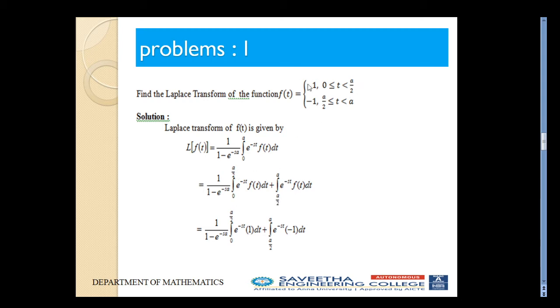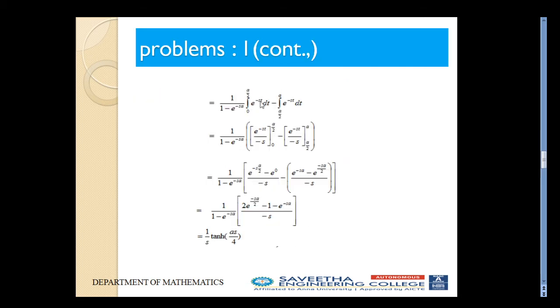For 0 to a by 2, what is the function here? 1. So after substituting f of t as 1, and for a by 2 to a, substituting f of t as minus 1, we have two integrals. Now 1 by 1 minus e power minus sa, the first integral is 0 to a by 2, e power minus st dt, and the second one is a by 2 to a, e power minus st dt. Now on integrating, we get e power minus st by minus s, limit 0 to a by 2, then here the limit is a by 2 to a.